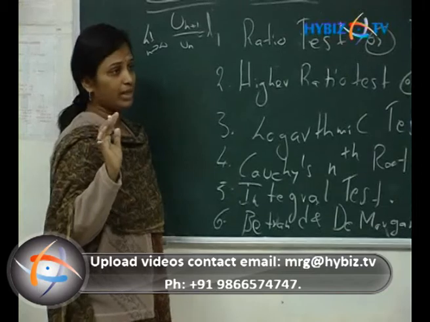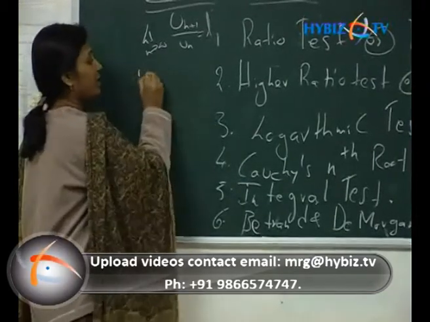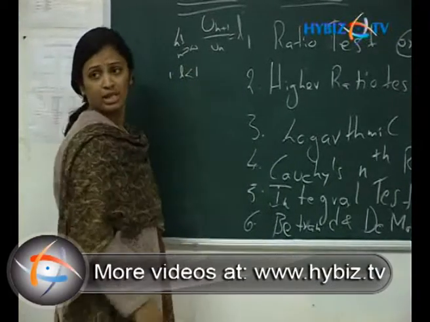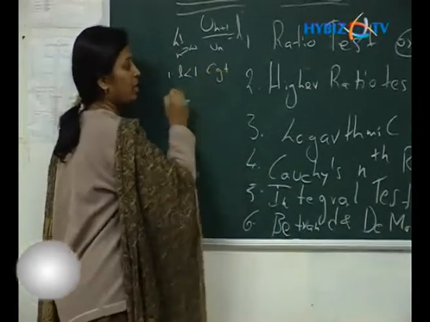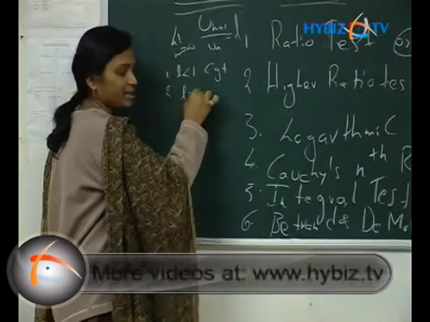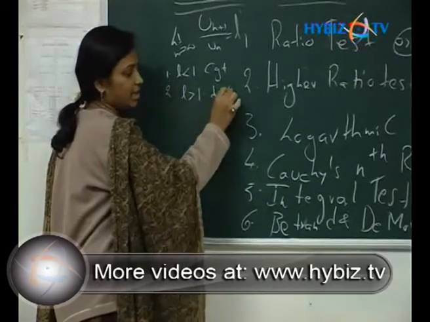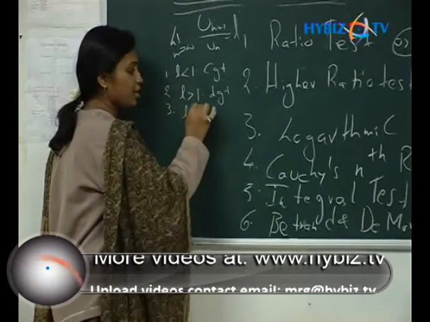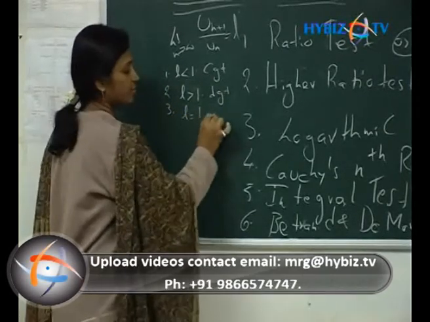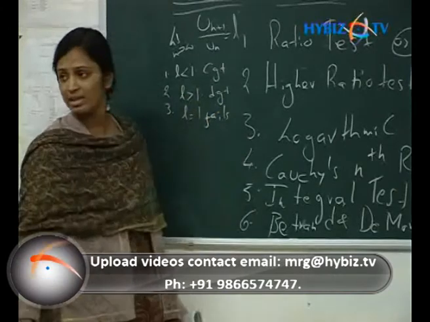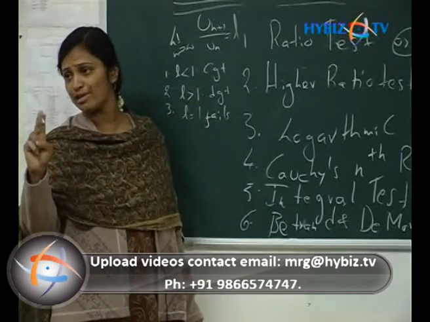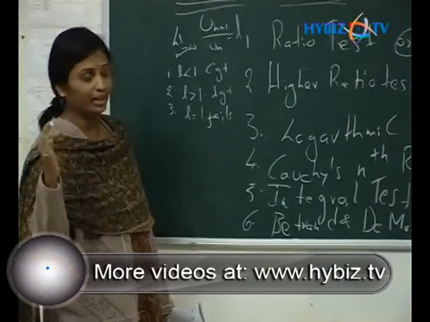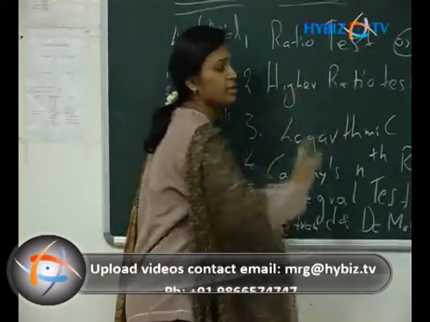Understood? So the statements: first, if L is less than 1, then the series is convergent. We know that obviously, no? And second, if L is greater than 1, the given series is divergent. But the third, if L is equal to 1, the test fails. At that time you have to go for one more test, that is the higher ratio test.